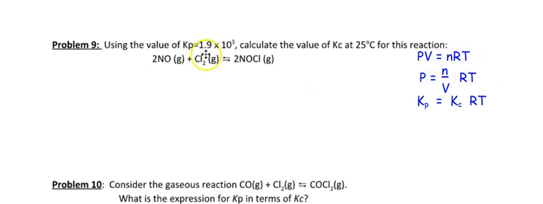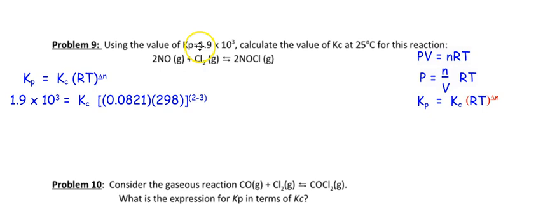All right, so using the value of Kp equals 1.9 times 10 to the third, which is 1,900, by the way, calculate the value of Kc at 25 degrees Celsius for this reaction, and here's the reaction, all right? So again, I hate to memorize. Let's see what I got. PV equals nRT. I'm going to divide both sides by V. So then if I want to go from P to Kp, I go from C to Kc. And now how do I go from RT? I go to RT raised to some power. All right. So let's see here. Here's my equation. And now I'm going to plug in some numbers.